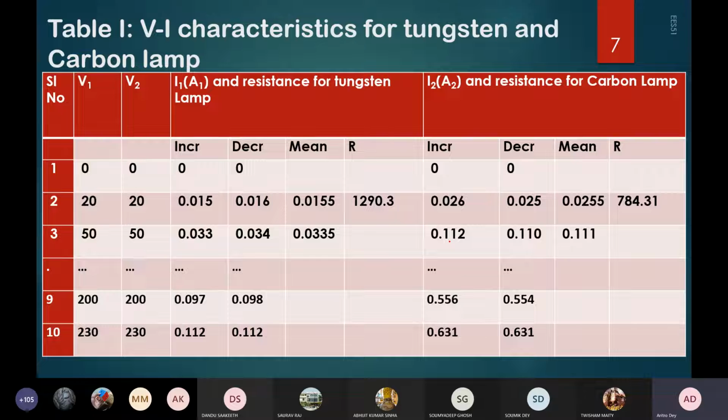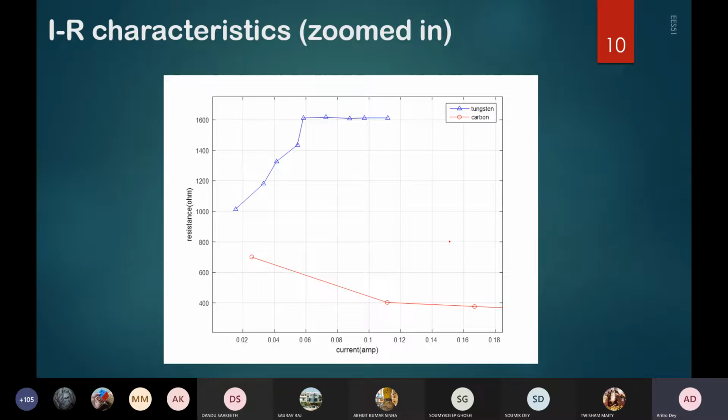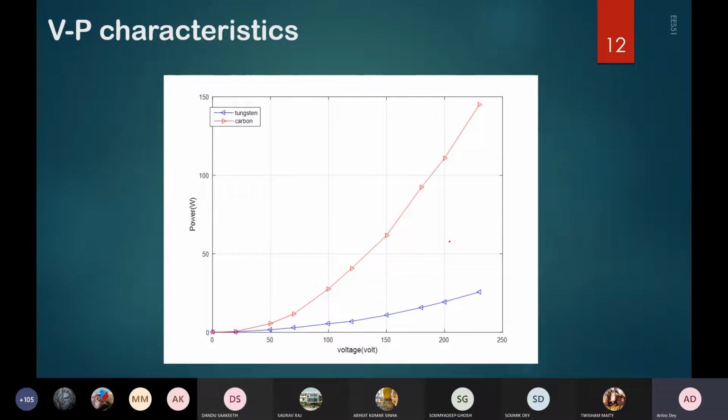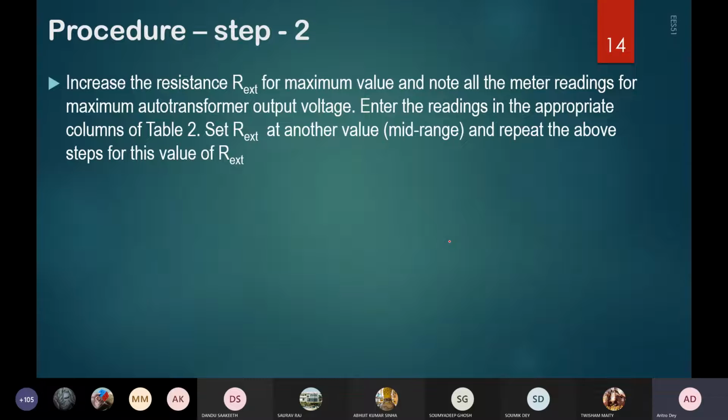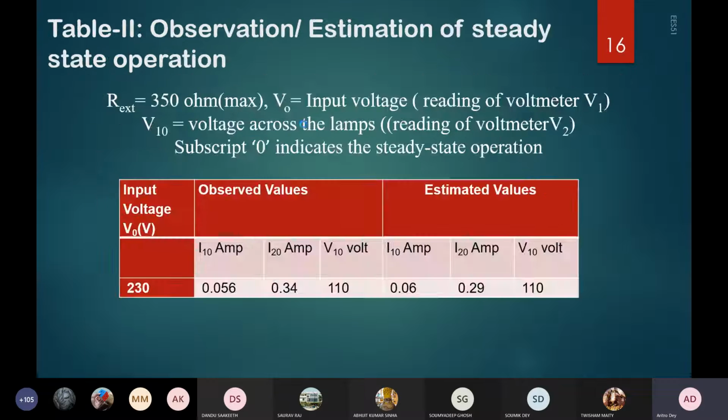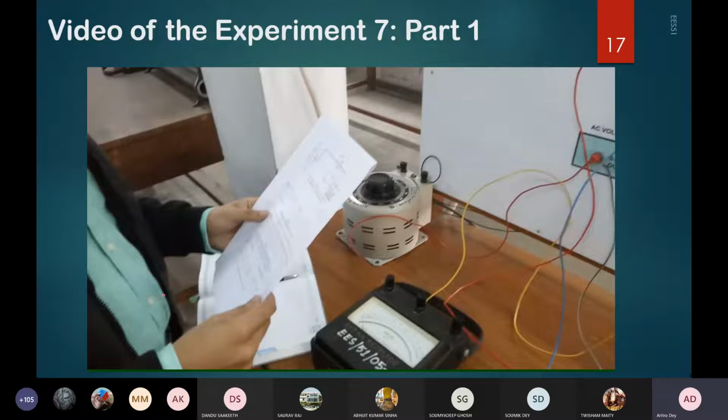So these are the things which were theoretically given just for your understanding, and accordingly the graphs were plotted. We'll just ignore this. The next procedure is to increase the resistance REXT to the maximum value, note all the meter readings at the steady state for the maximum auto transformer output voltage, enter the readings in the appropriate column of table 2, and then from the graph we need to estimate it. How it is done, I'll show once we complete it. So let us now play the video.